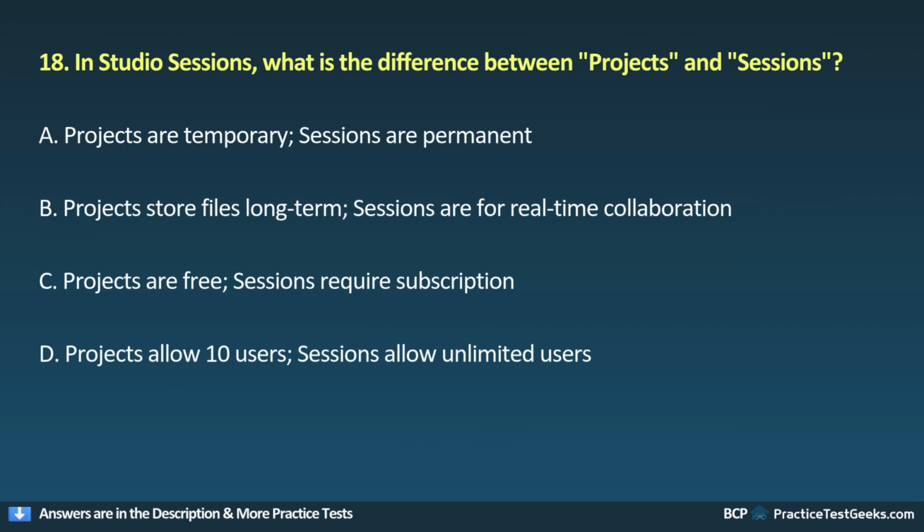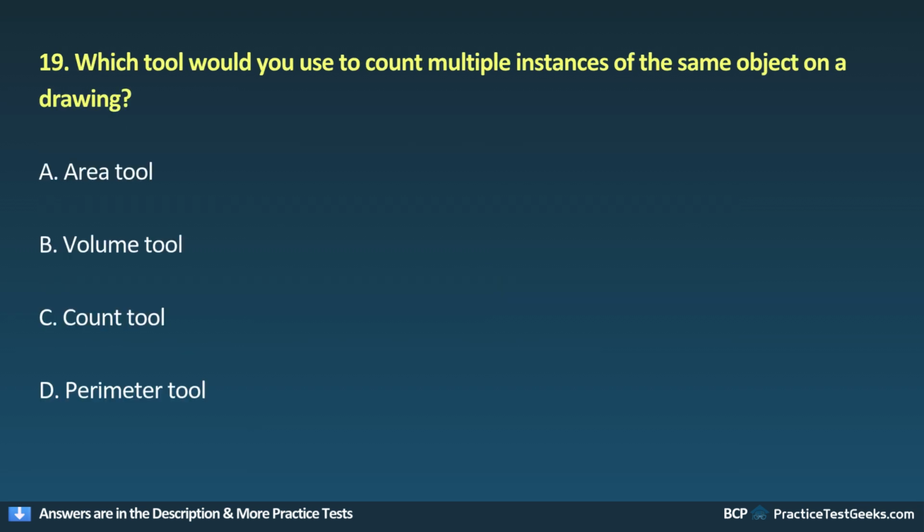18. In Studio, what is the difference between projects and sessions? A. Projects are temporary, sessions are permanent. B. Projects store files long-term, sessions are for real-time collaboration. C. Projects are free, sessions require a subscription. D. Projects allow 10 users, sessions allow unlimited users.